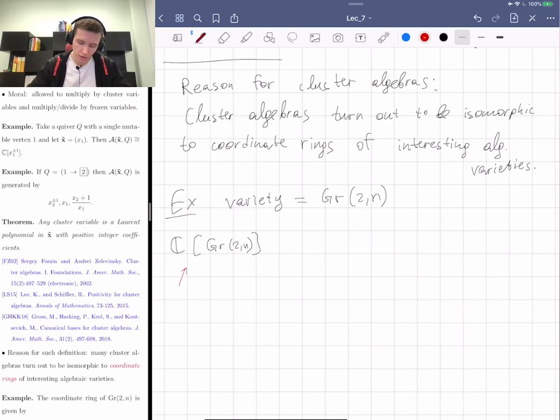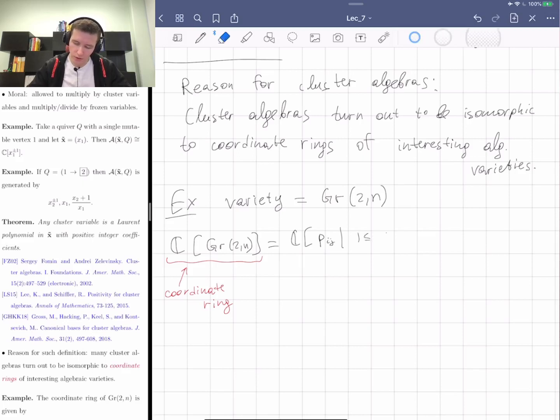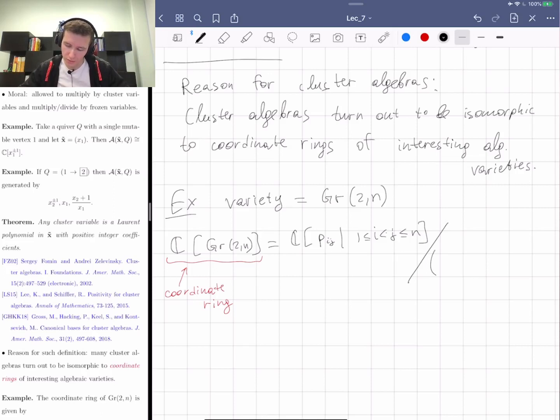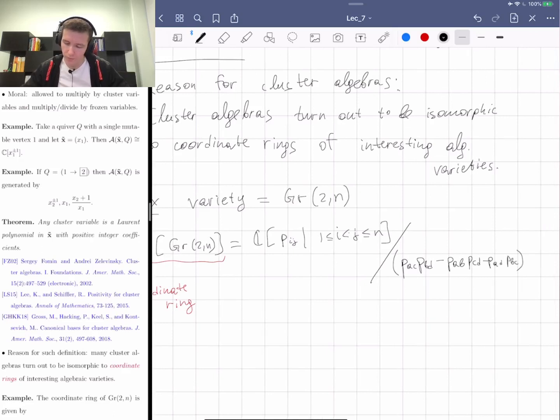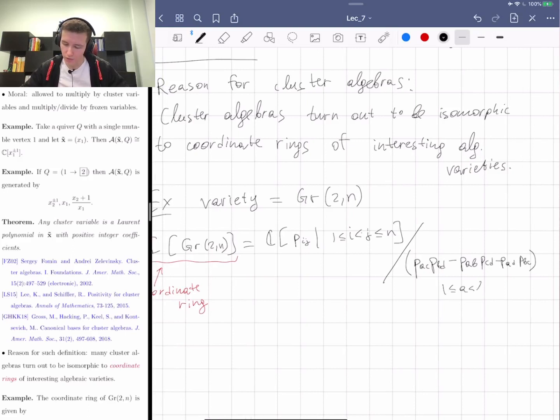So this denotes the coordinate ring. It's basically the ring of all polynomial functions on your variety. And so in this case, it turns out to be: you take the polynomial ring in the Plucker coordinates p_ij, where i is less than j. Take this ring and then you mod out by the ideal generated by the Plucker relations, which in this case are p_ac p_bd minus p_ab p_cd minus p_ad p_bc, for all quadruples a<b<c<d.